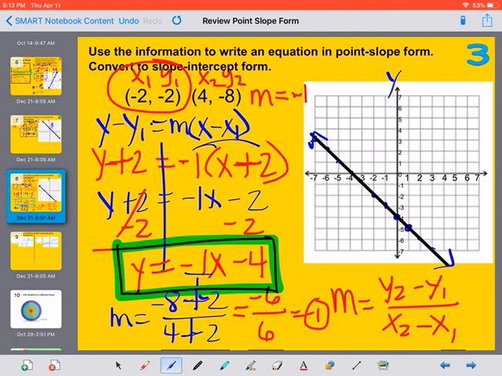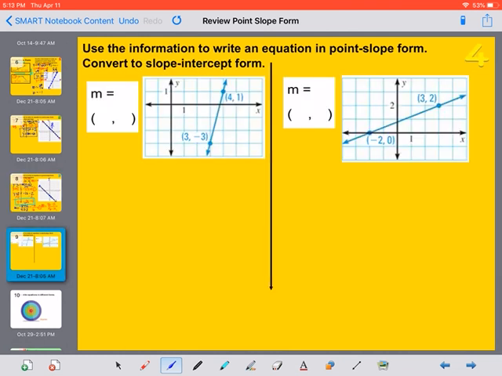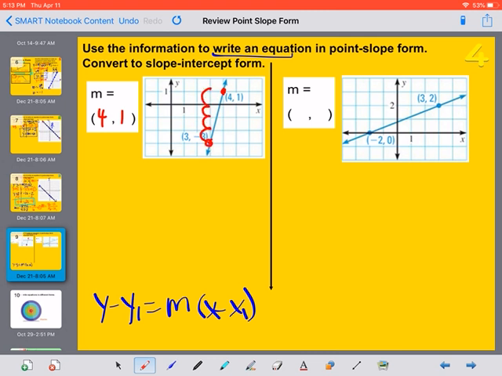We have a couple questions left, but our equations are already graphed for us. It says use the information to write an equation in point-slope form. So it's going to be in this form. Convert to slope-intercept form. So then we're going to have to solve it for y. So our point, doesn't matter which one you pick. I'm going to pick this one because they're both positives, 4, 1. And our slope, if we count, rise 1, 2, 3, 4 over 1. 4 over 1 is just 4.